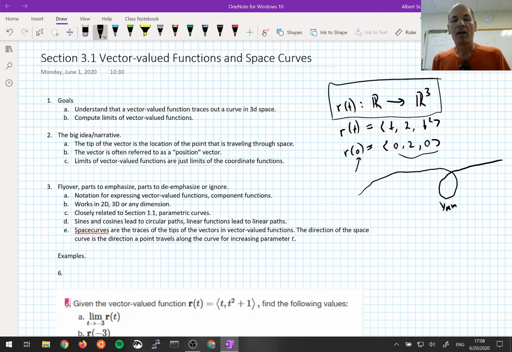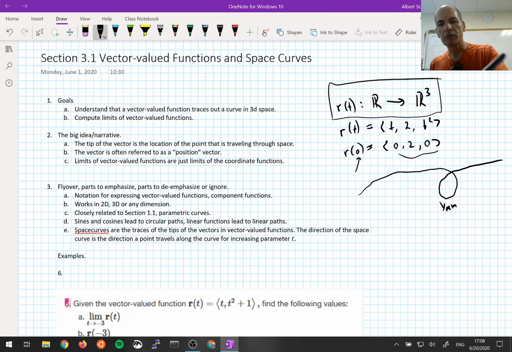All right. And the other thing, so we're pretty low key in this section. The other thing is just to be able to compute limits of vector-valued functions, and I'll give it away right here at the front. The limit of a vector-valued function is just the limit of each of its component functions.